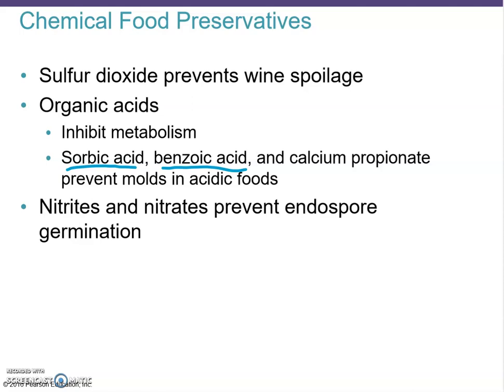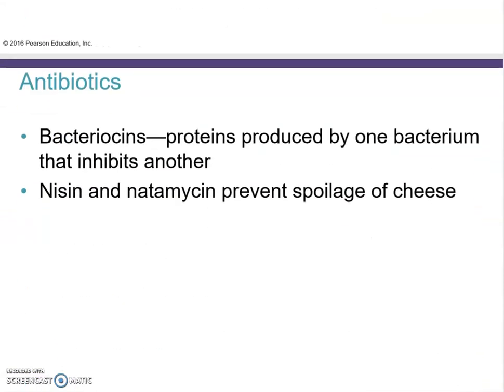They think it's food, the sorbic acid or benzoic acid, and then it inhibits their metabolism. And that's how you keep your food items longer. Nitrites and nitrates, they prevent endospore germination. Nitrites are actually fairly often used as preservatives. Take a look at packages that have preserved meat products like beef jerky. A lot of times they contain nitrites.